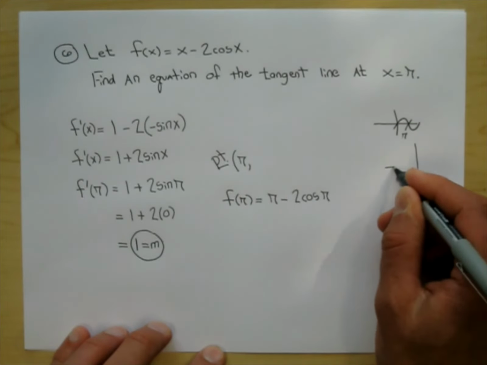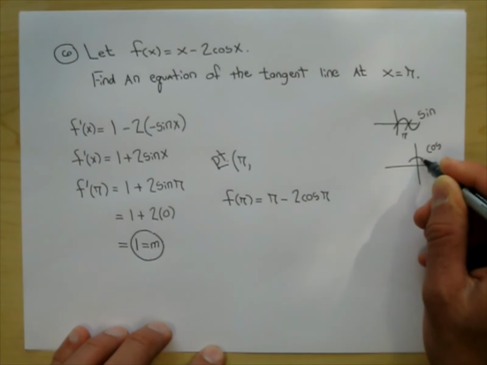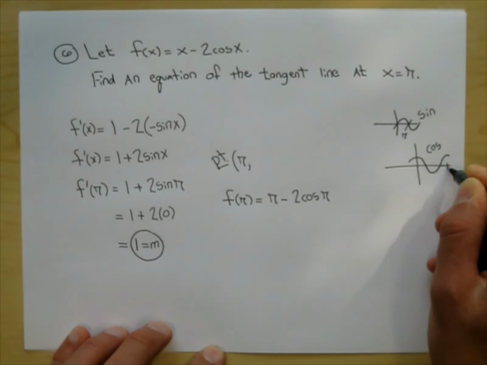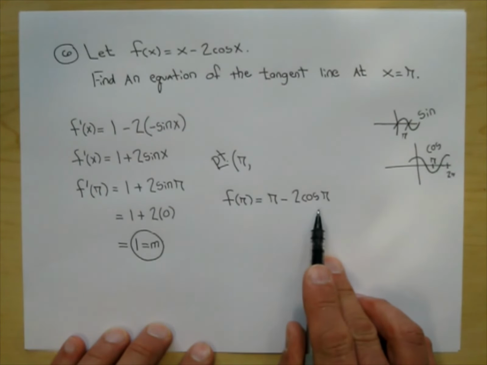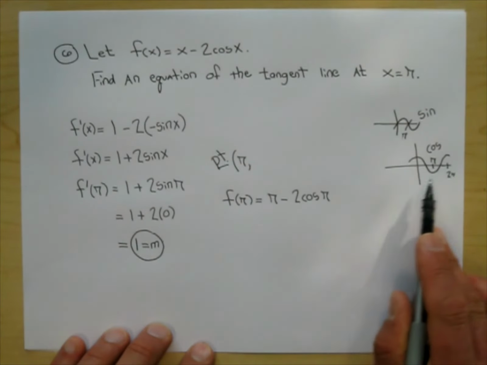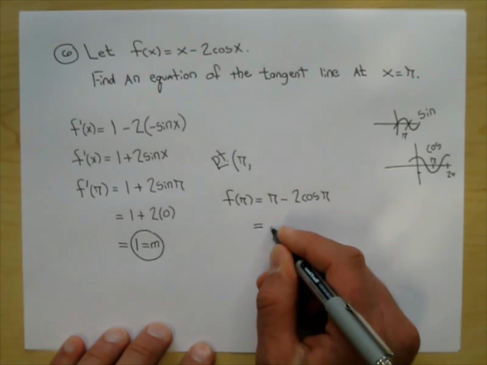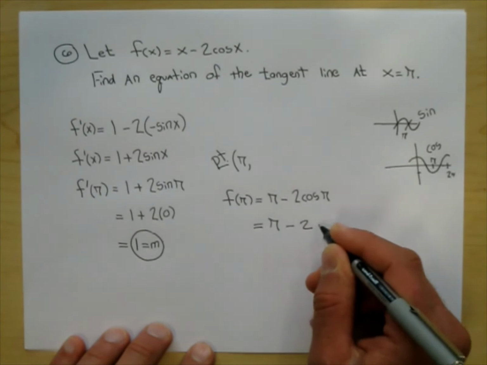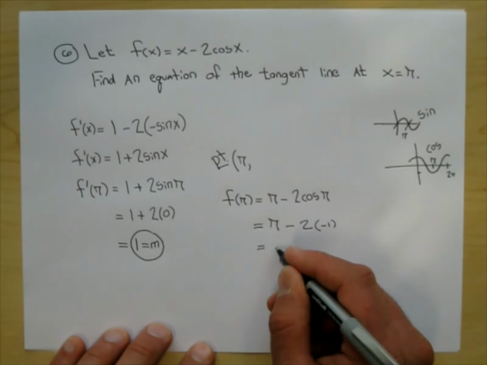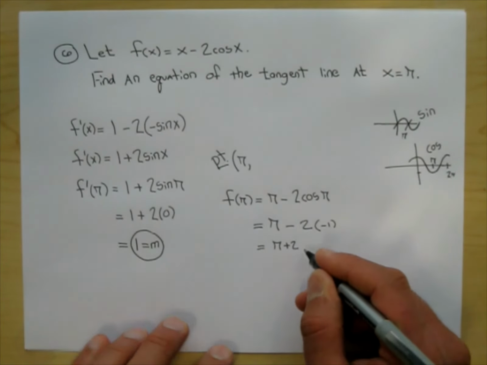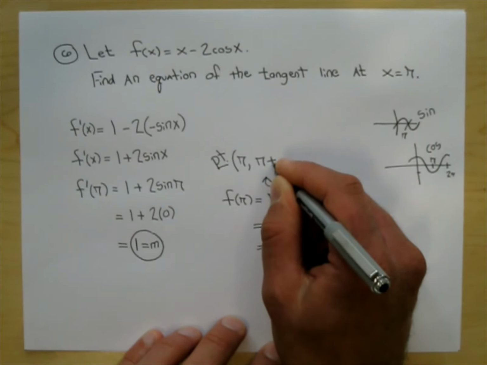Okay, so I'm going to draw this one. This one right here was the sine. This is the cosine. The cosine goes like this, does one full cycle in 2 pi. So instead of me reaching for a calculator, I can do this without one. The cosine of pi is this down here, negative 1. So what do I have? I have pi minus 2 times negative 1, or this is going to be pi plus 2. And that's what goes right there. Pi plus 2.